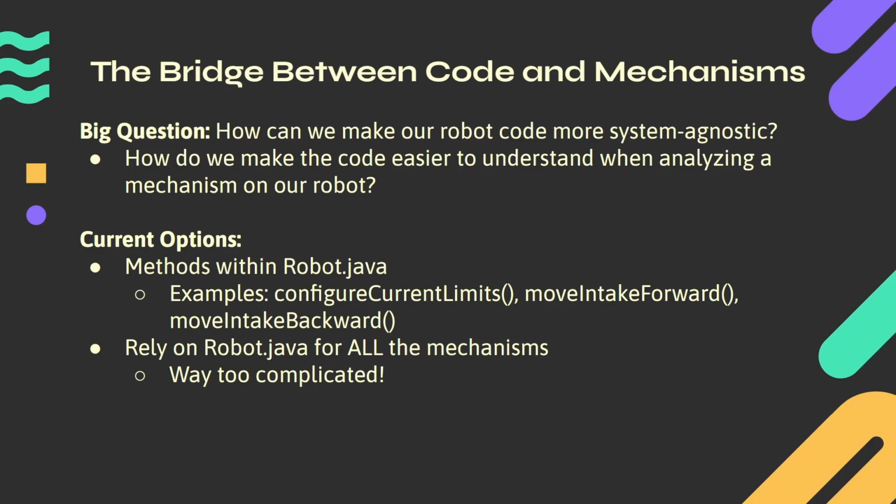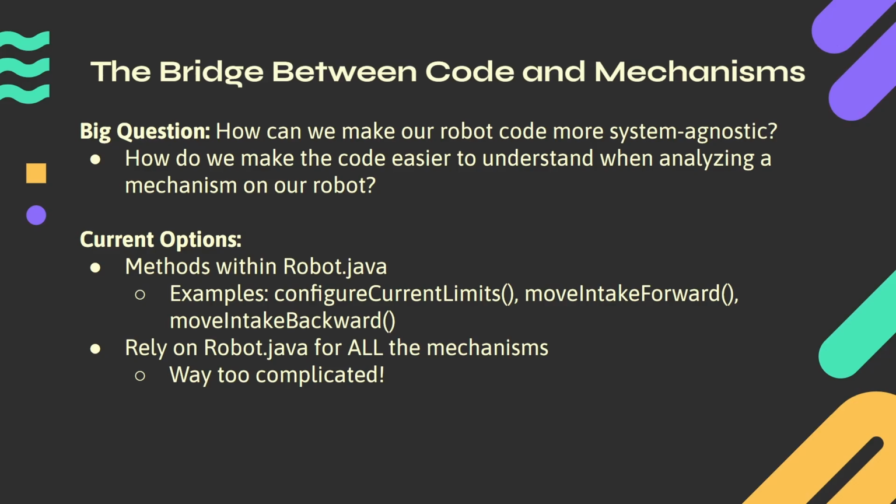We also have the ability to rely on Robot.java for all of the mechanisms on the robot. But a big downside with this is that as you evolve your robot, introduce more subsystems, and get more intricate with your commands, the things you want to control the robot with, it gets way too complicated. Having everything in one code class is a really bad idea.